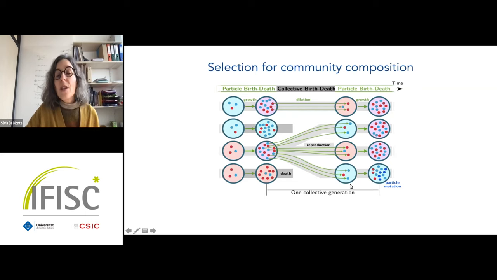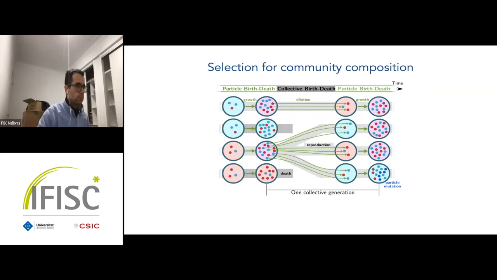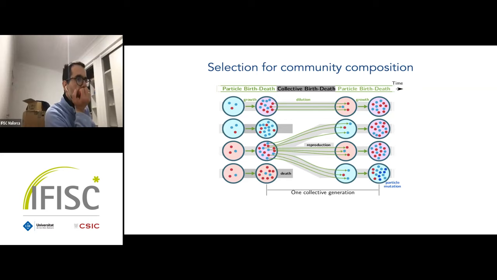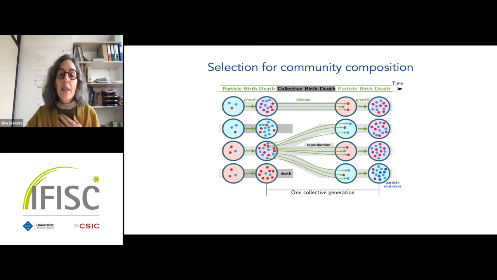Once you have the newborn generation of collectives, then you start again with the ecological dynamics and you allow them to grow again, and then you apply again selection. So in this way, you have a birth-death process that occurs at the level of the collectives, but within collectives, you also have a birth-death process that pertains to every single particle type. Moreover, what you can do is that you can allow particles to mutate. For instance, you might have two different kinds of blue particles or two different kinds of red particles.